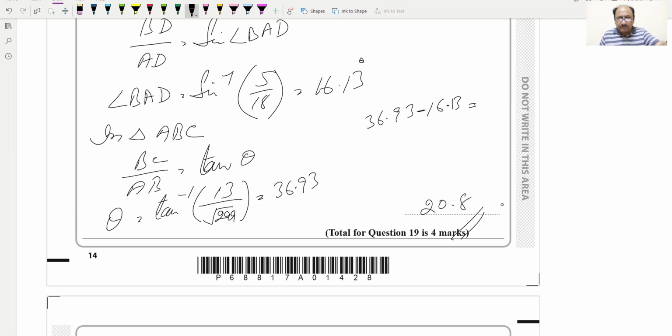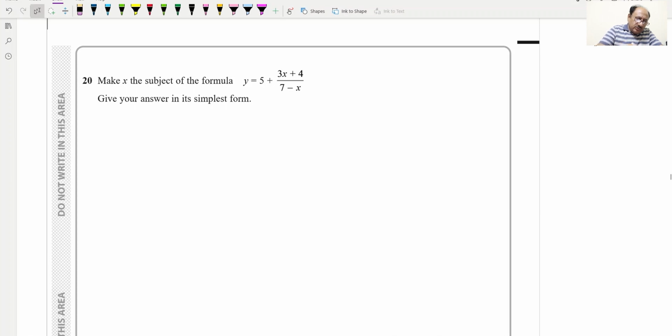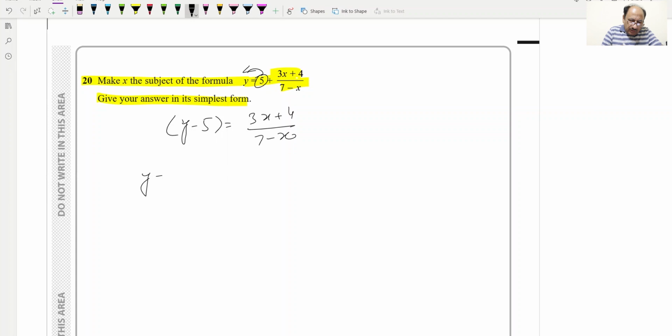Hopefully you understood this. Question number 20. Question 20 says make x the subject of the formula. Give your answer in simplified form. We can shift this 5 to the other side, so it will be y minus 5 is equal to 3x plus 4 over 7 minus x. Now we can cross multiply, so y minus 5 into 7 minus x is equal to 3x plus 4.